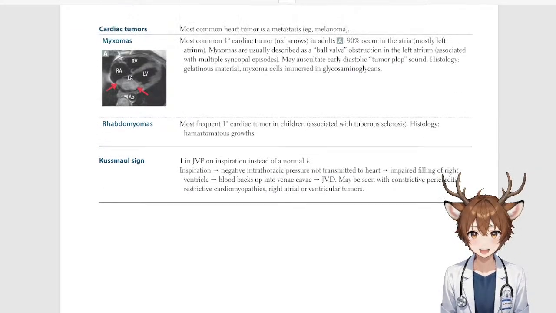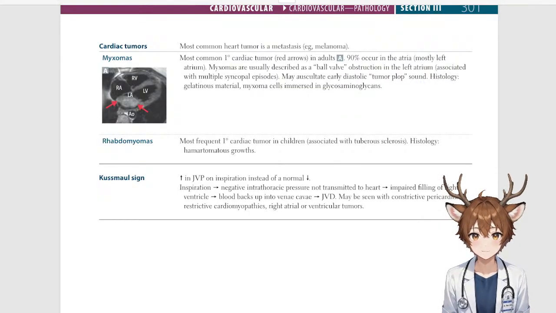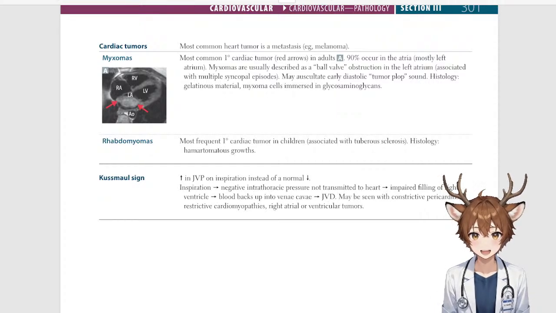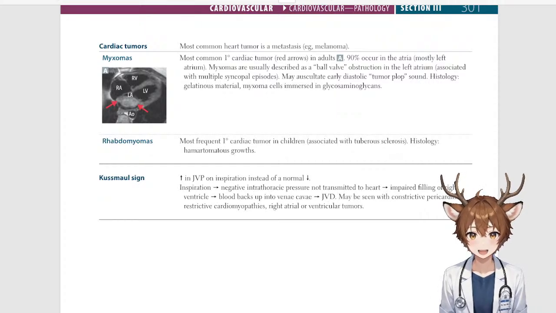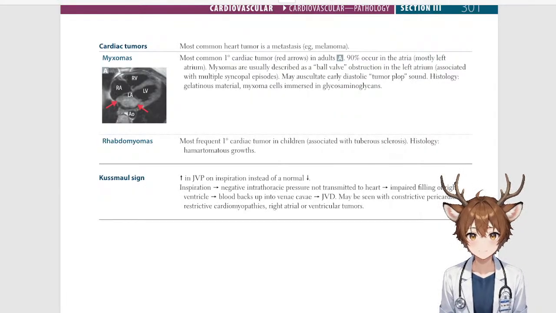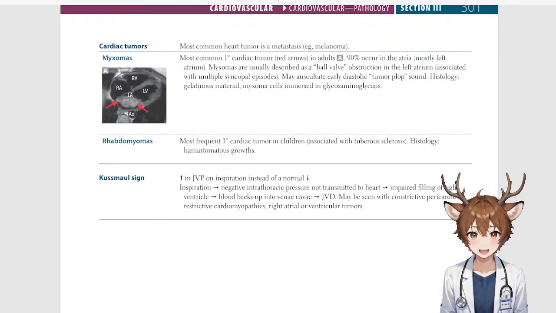And now we're on cardiac tumors. Most common cardiac tumor is a metastasis, that is to say, a melanoma. Within that, myxomas are the most common primary cardiac tumor in adults, which is shown by the arrow for A. 90% occur in the atria, mostly the left atrium.